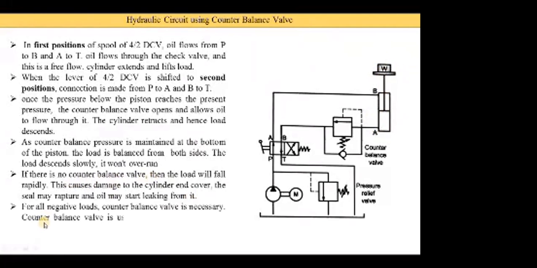For all negative loads, a counterbalance valve is necessary. Negative means the load is moving in the opposing direction. For that I am making a different video on what positive loads and negative loads are. The counterbalance valve is usually set to 1.3 times the load induced pressure, in short written as LIP. Load induced pressure is equal to the overrunning load divided by the area of the piston. By using this equation we find the LIP, and according to that we set the pressure in the counterbalance valve.